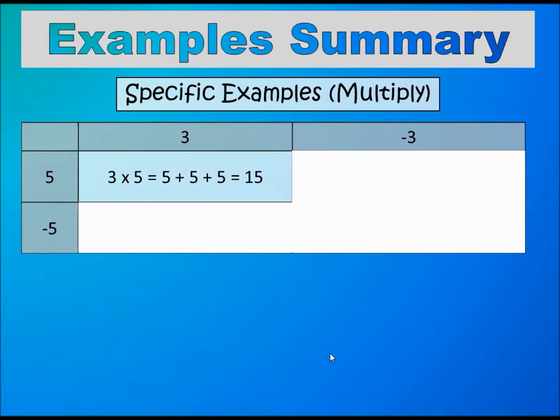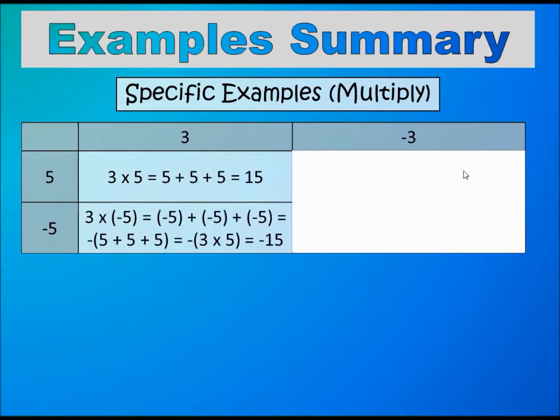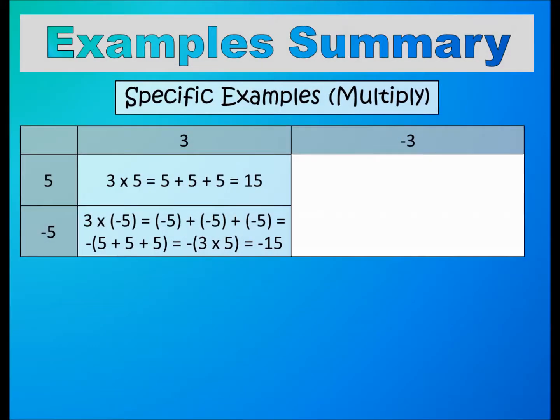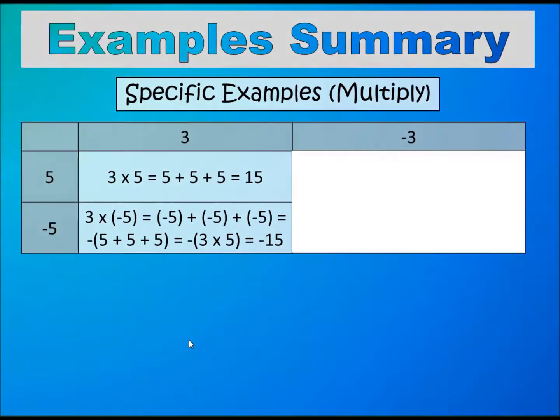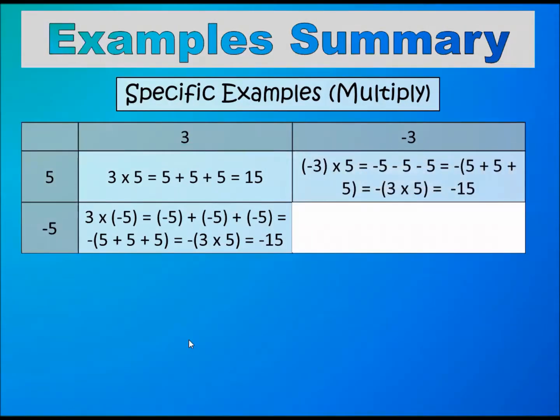We learned that 3 times negative 5 is equal to negative 5 plus negative 5 plus negative 5, which is equal to negative parentheses 5 plus 5 plus 5, which is equal to negative parentheses 3 times 5, which is equal to negative 15. We also learned that negative 3 times 5 is equal to negative 5 minus 5 minus 5, which is equal to negative parentheses 5 plus 5 plus 5, which is equal to negative parentheses 3 times 5, which is equal to negative 15.